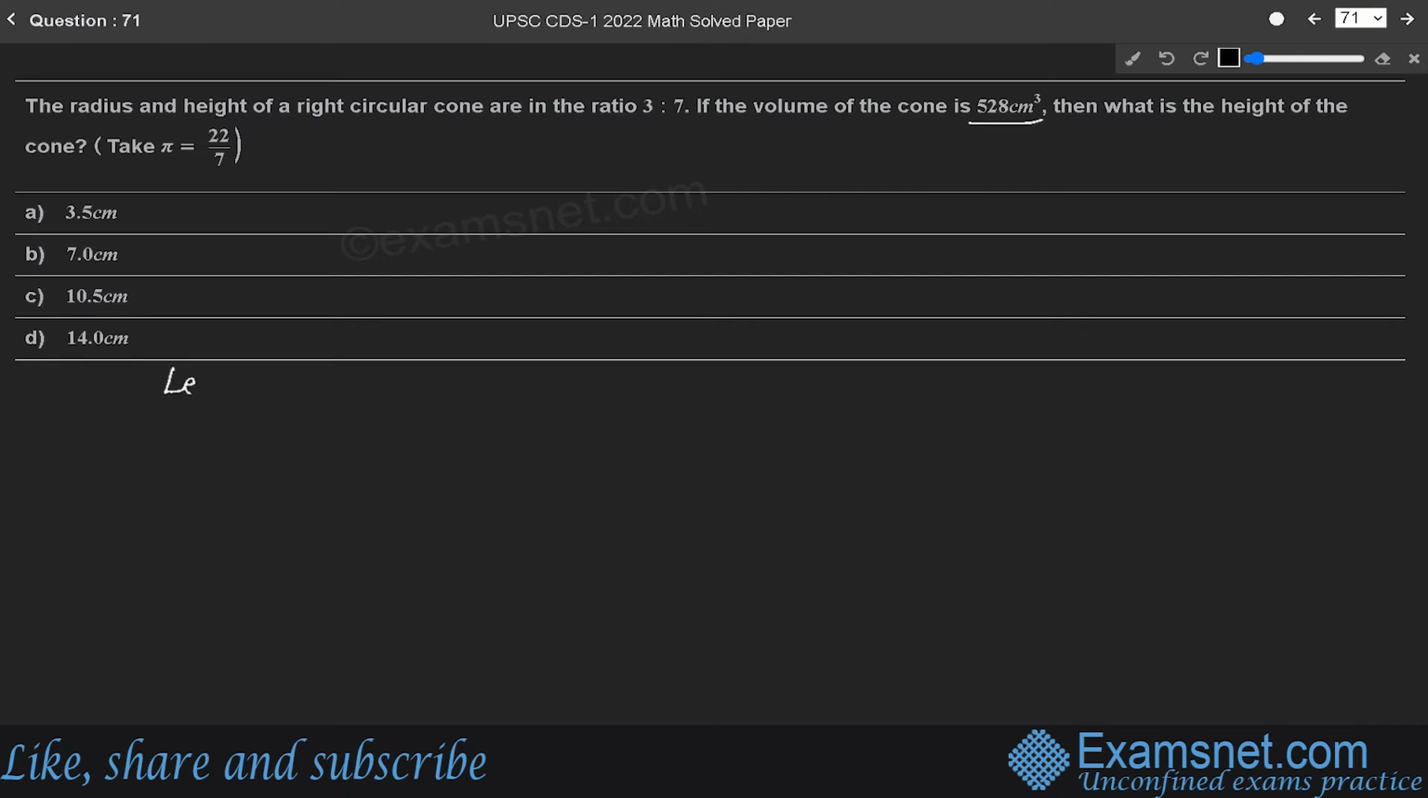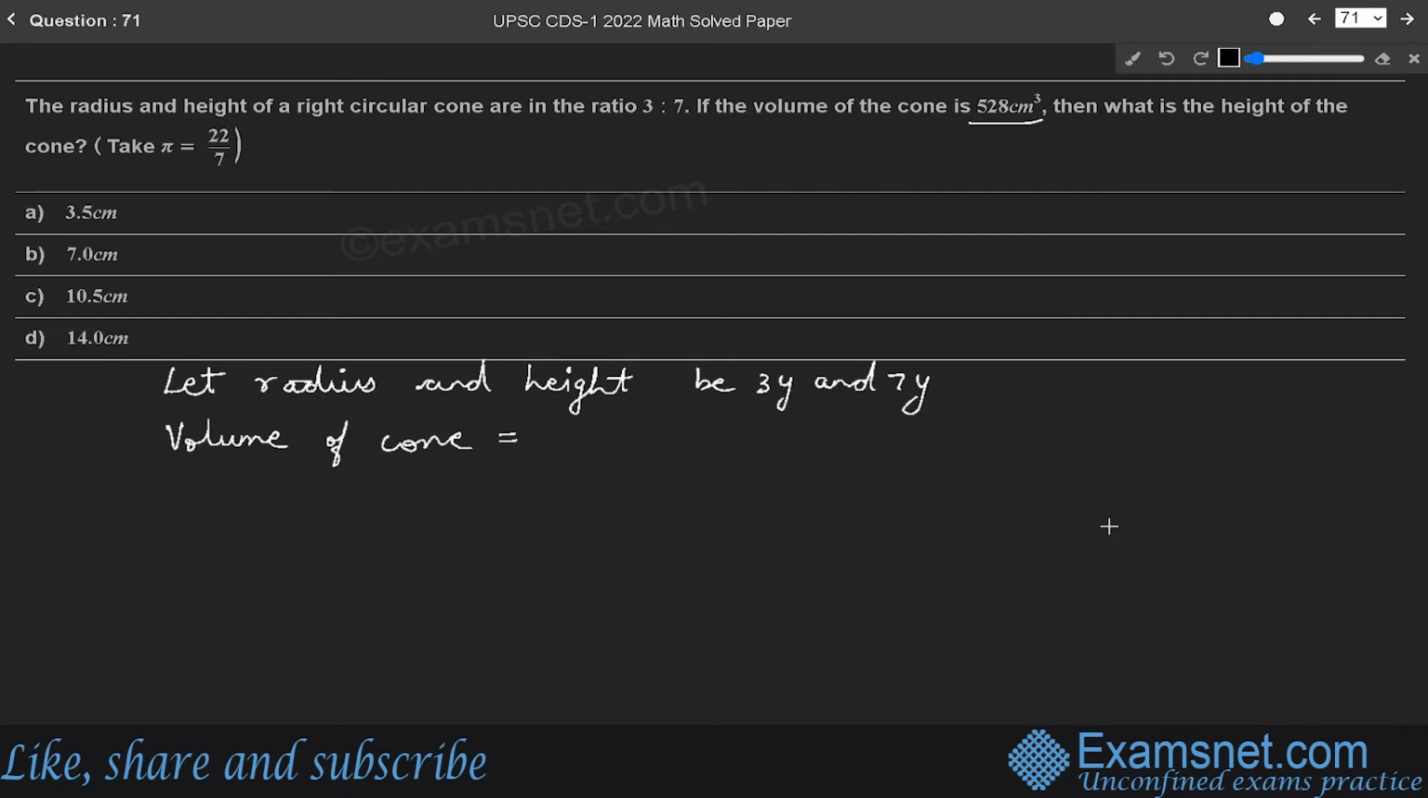So let the radius and height be 3y and 7y, since it is in the ratio. Now talking about the volume of cone, can you tell me what is the formula for volume of cone?